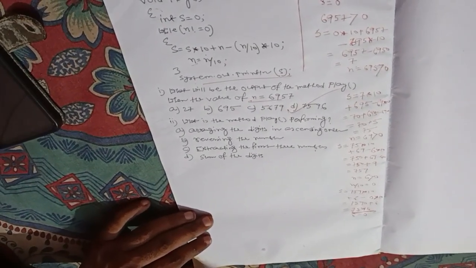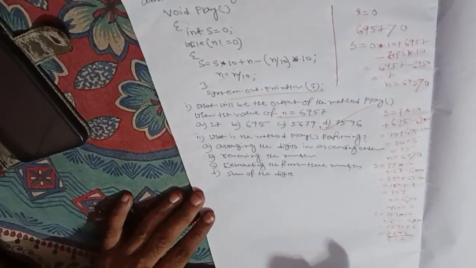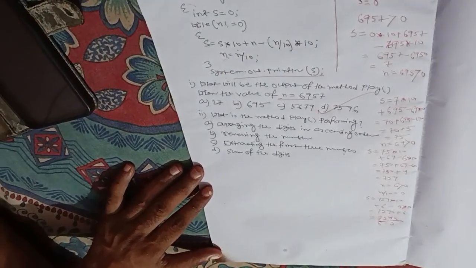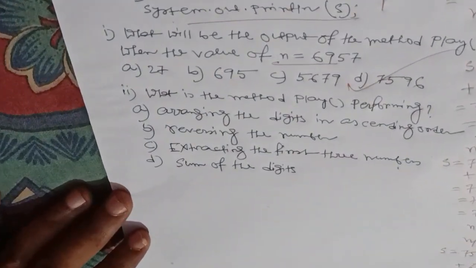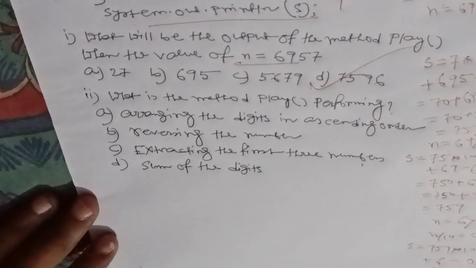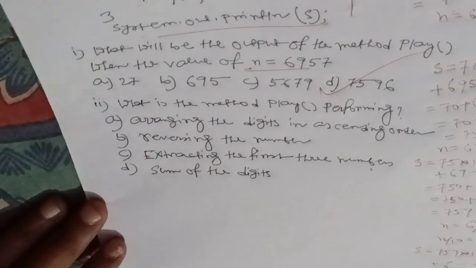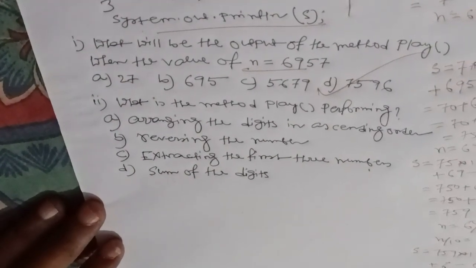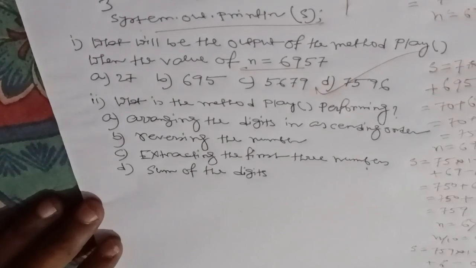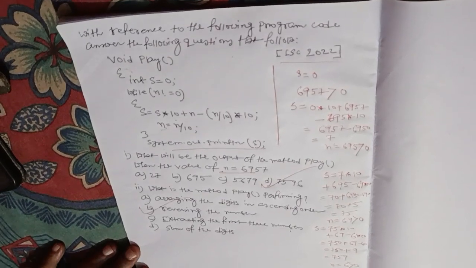In question number 2, with reference to the following program code, what is the method play performing? Option A, arranging the digits in ascending order. Option B, reversing the number. Option C, extracting the first 3 numbers. Option D, sum of the digits. Here the correct answer will be reversing the number, and this question is in ICSE 2022. Very important question.